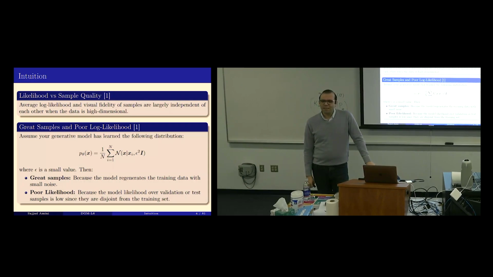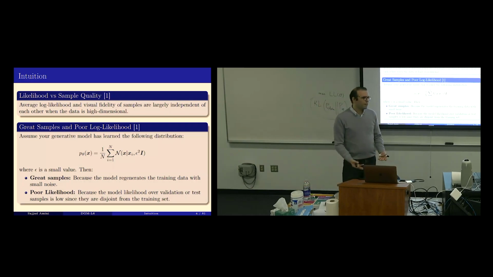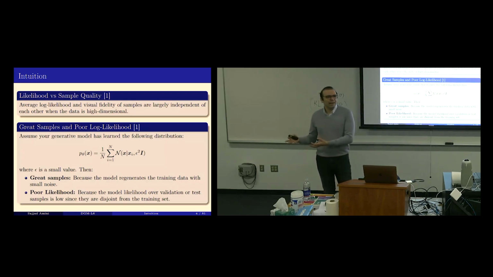Assume a generative model that memorizes the training data. What happens? When you sample from that model, it gives you great samples because it generates training data. But the likelihood is very bad. Why? Because it memorized just the training data and it cannot be used for validation data. On validation data, it gives you poor likelihood, because it memorized the training data.